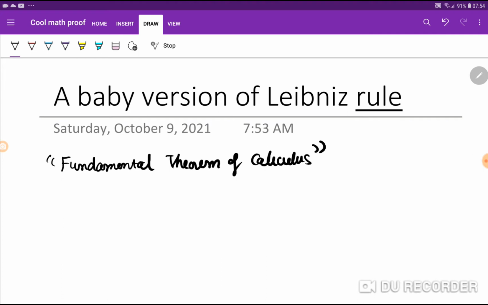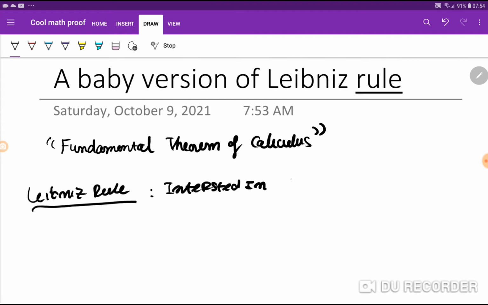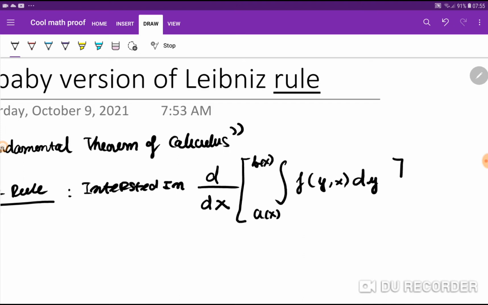So if you remember in Leibniz rule, what are we interested in? We're interested in taking the derivative with respect to x of the integral from a(x) to b(x) of f(y, x) dy. This is Leibniz rule.